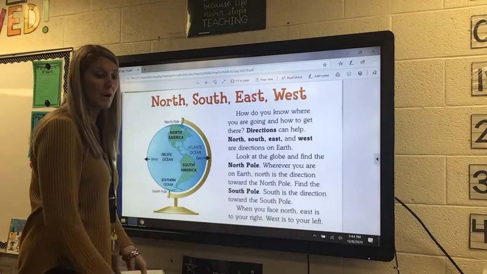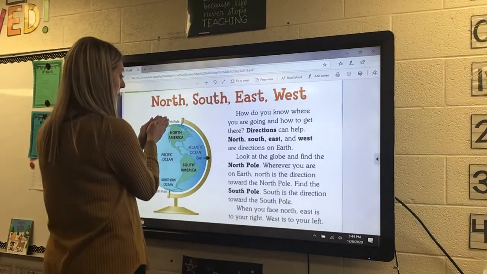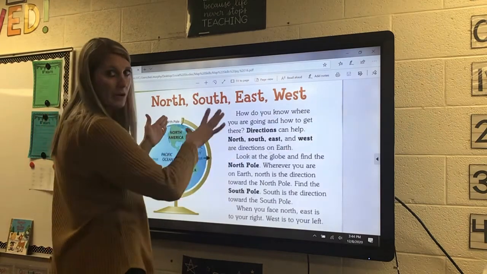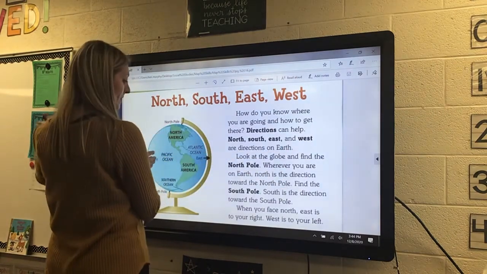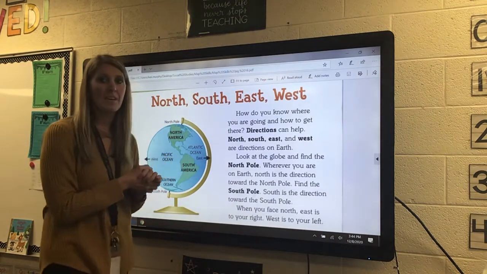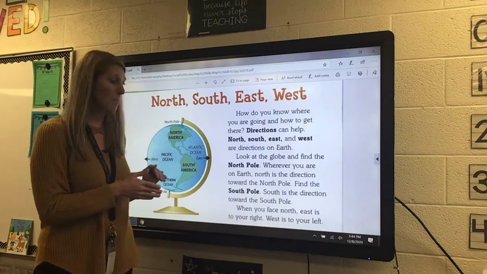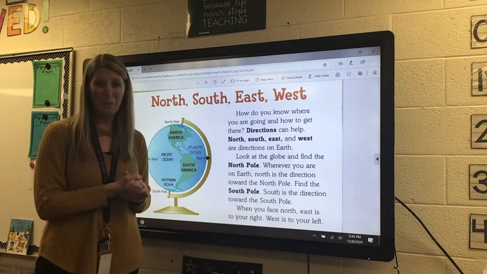So if you're facing north, which Mrs. Murphy's going to face north right now, which is the North Pole, if I want to go to the east, I'm going to go to the right. If I want to go to the west, I'm going to go to the left. Okay? Now, we have some sayings to help us remember this, and we'll talk a little bit more about this.